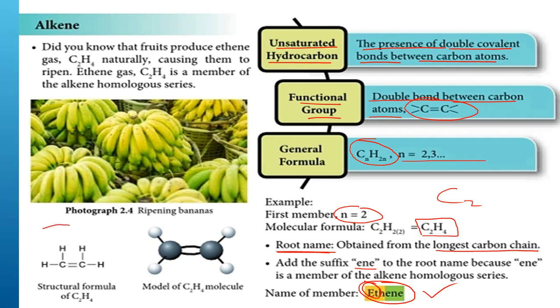So this is its structural formula. We have a double bond between carbon and carbon, and carbon with hydrogen is a single bond, but between carbon and carbon here there is a double bond. So this is the structural formula of ethene.